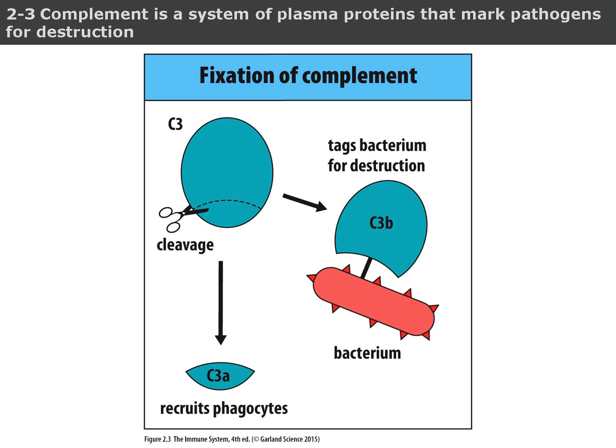Meanwhile, C3a plays a different role. It acts as a chemical signal that recruits phagocytes to the site of infection, increasing the local immune response. Together, C3a and C3b coordinate to amplify our body's ability to detect and destroy invaders quickly and efficiently.